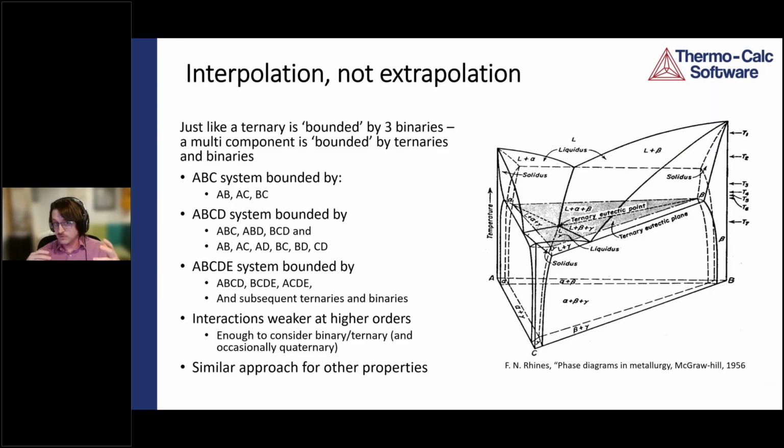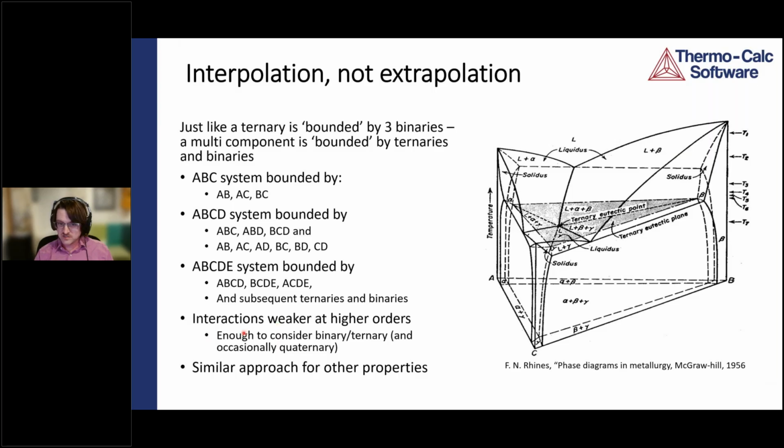Now take that to a 4 element system. You can't probably imagine 4D space in your head, at least I can't. But that 4D system is bounded by all the ternaries that make up that 4D system, and those ternaries are bounded by the binaries that make up each of those ternaries. And you can just keep going to higher order systems, 5 element systems bounded by the quaternaries, and subsequent binaries, etc. And that means that it's basically just a giant interpolation problem.